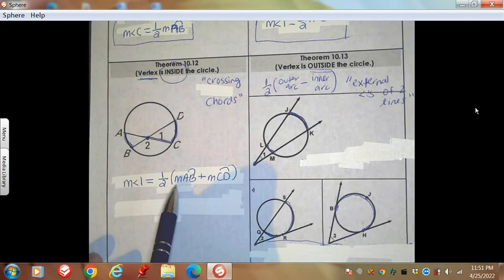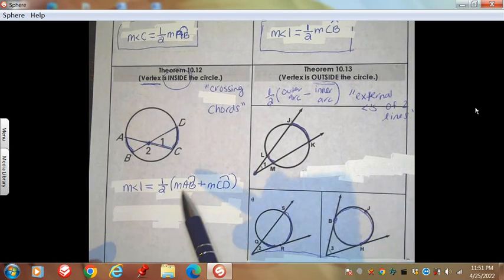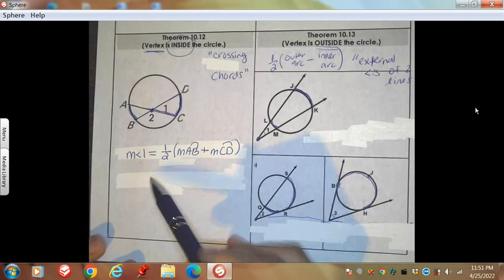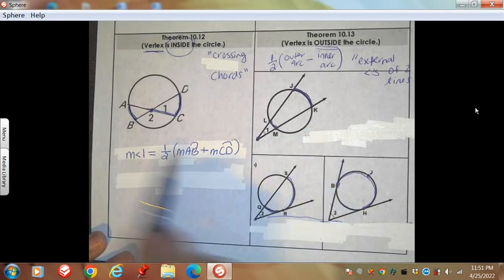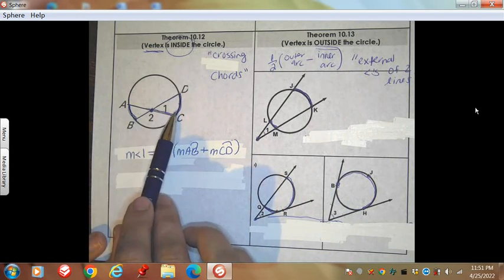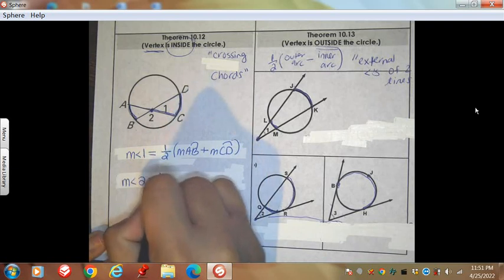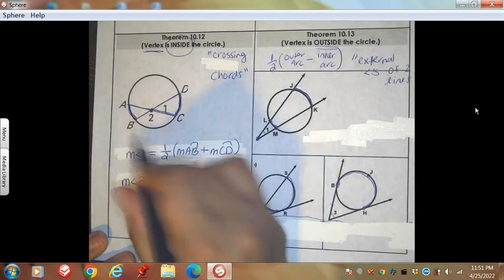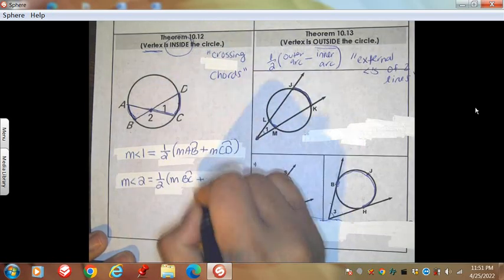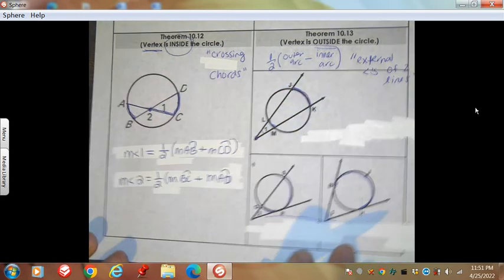The nice thing about all of these different formulas you're going to see today is that all of them have that 1/2. So it makes it a little easier to not have to remember so many different details. Basically, the idea here is just add up both of those arcs that are across from that angle. Same thing happens with measure of angle 2. It would be 1/2 of the measure of arc BC plus AD. Okay, so that's it for theorem 10.12.